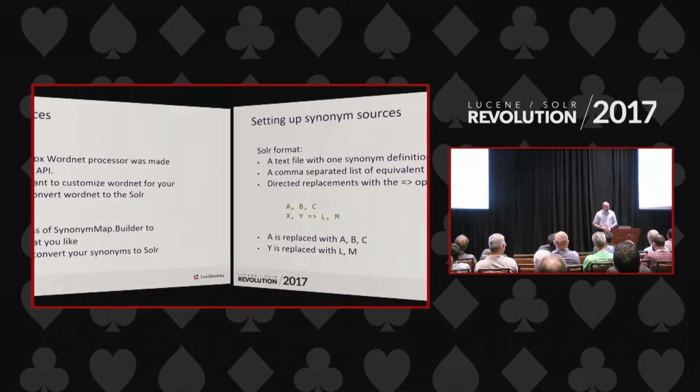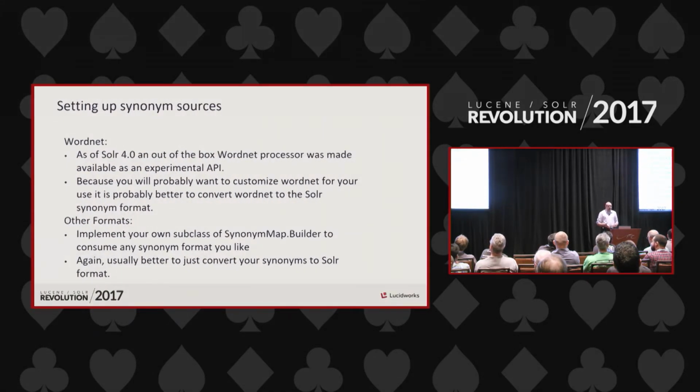You have a few other options. As of, I believe, Solr 4, don't quote me on that, they included a WordNet processor that allows you to directly consume the WordNet Prolog files without editing. For that same reason we talked about before, with synonyms being really use case specific, you're probably not going to want to use WordNet directly anyway. So you're probably better off just generating your own synonyms file. If you're going to do that, just go ahead and produce synonyms.txt in the Solr format.